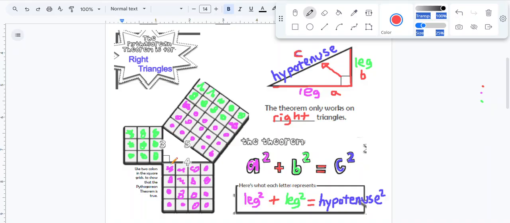If I add the 3 squared plus the 4 squared, it should equal that 5 squared. So I have 9 greens and I have 16 of these pinks that make 25 total, and that is 5 squared. All right? So remember, Pythagorean theorem for right triangles, a squared plus b squared equals c squared. It's the two legs, the sum of the two legs squared equal the hypotenuse.